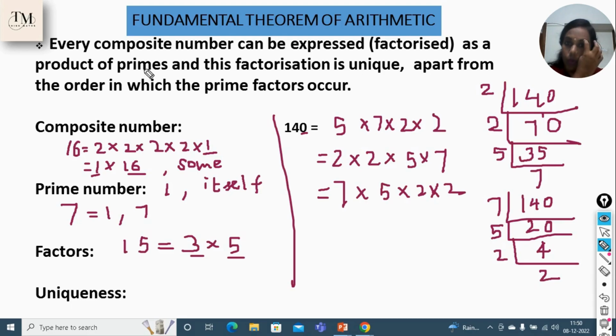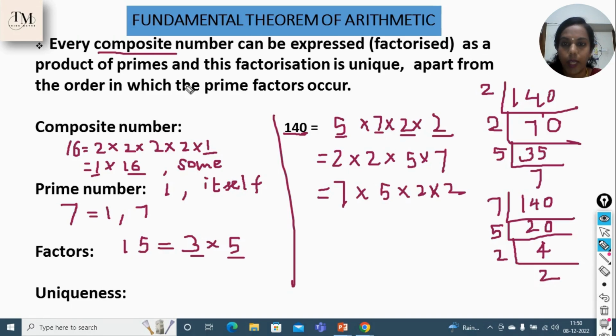So what is the fundamental theorem? Every composite number. This 140 is a composite number because 140 is divisible by 1, 140 and some other numbers. So 140 is a composite number. Every composite number can be factorized. We have factorized it here as a product of primes. So these 5, 7, 2 are all prime numbers.